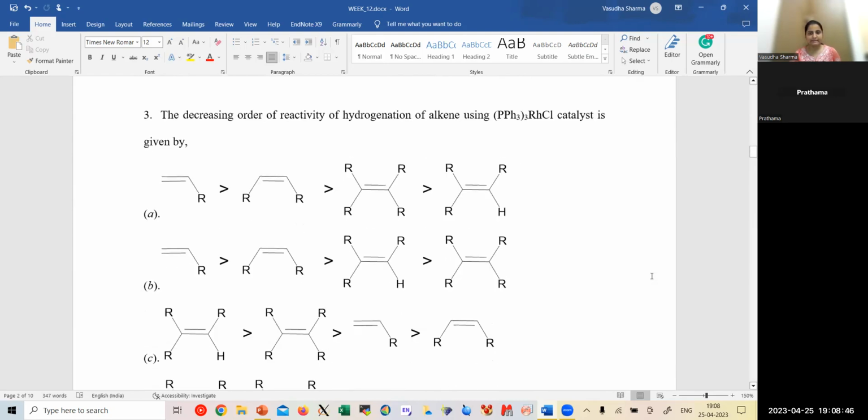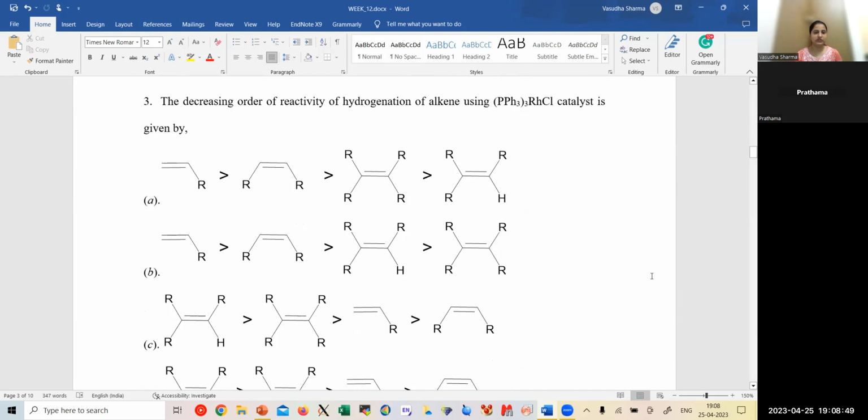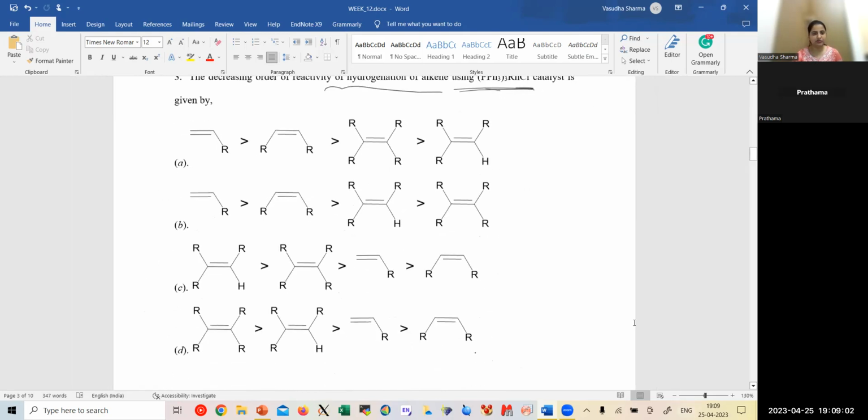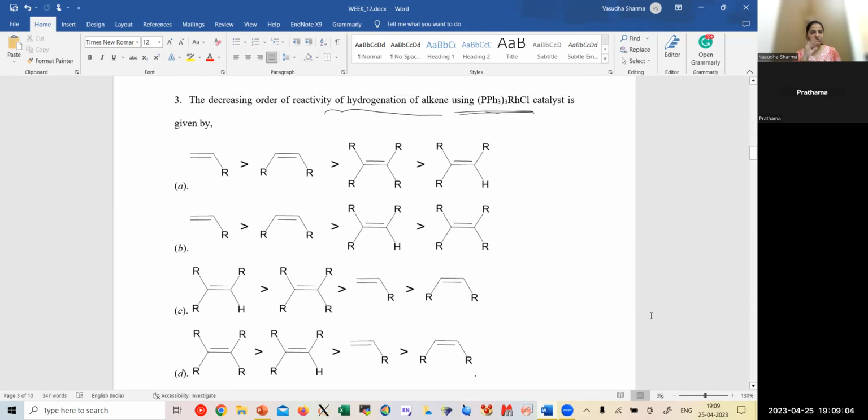Now, I don't know whether you have attended this one or not. Can you please answer the decreasing order of reactivity for hydrogenation of alkenes if I use this Wilkinson catalyst? Out of these 4 options, which alkene will undergo hydrogenation at a faster rate, and which will go as the least one? I will just give you a clue here.